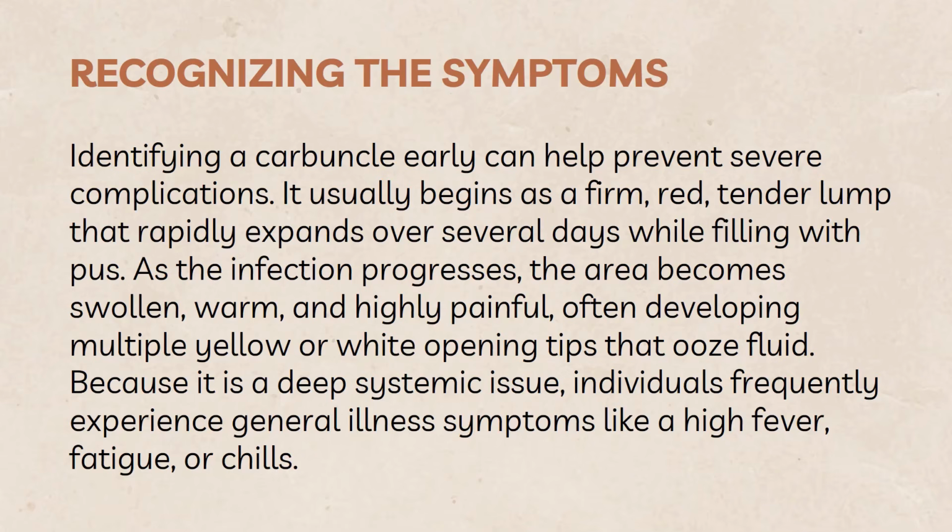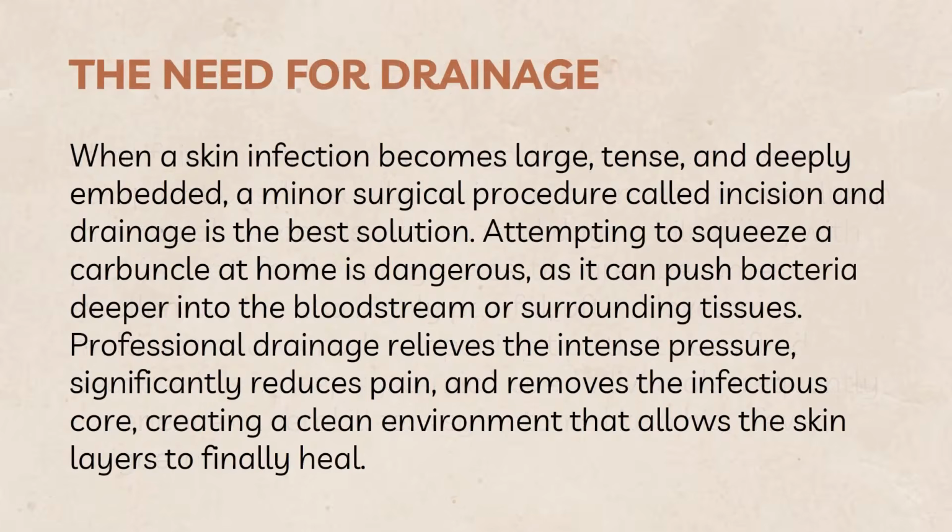It usually begins as a firm, red, tender lump that rapidly expands over several days while filling with pus. As the infection progresses, the area becomes swollen, warm, and highly painful, often developing multiple yellow or white openings that ooze fluid. Because it is a deep systemic issue, individuals frequently experience general illness symptoms like a high fever, fatigue, or chills.